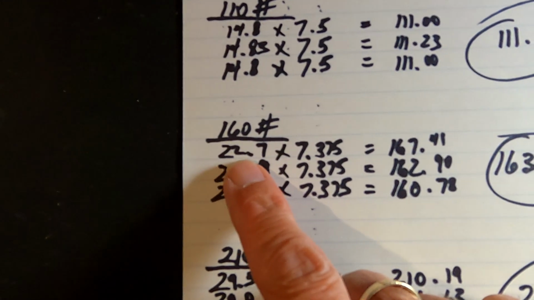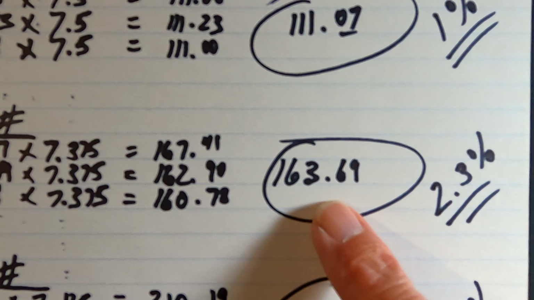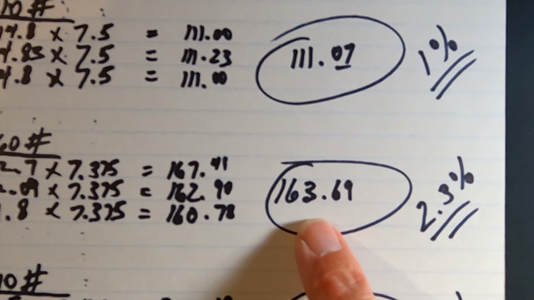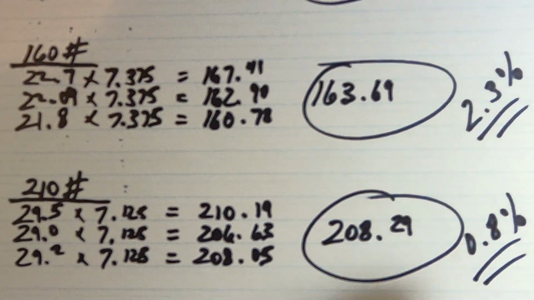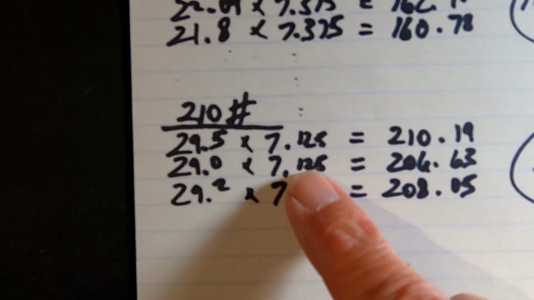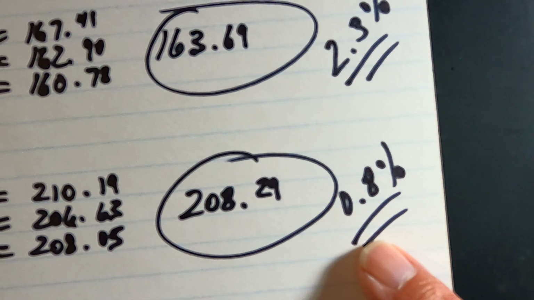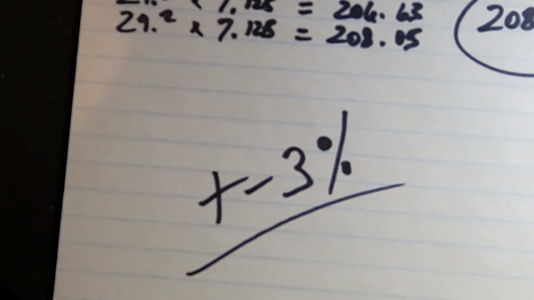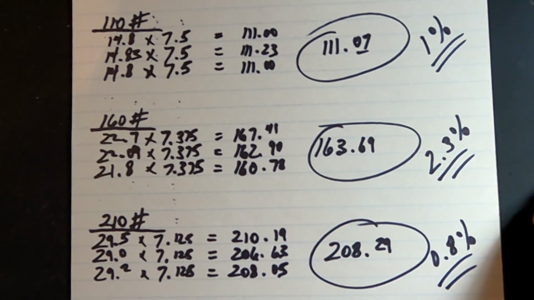So again, I multiplied my readings times my length, which gave me my total, added them up, divided them by three, gave me 163.69. Divide that by the 160, subtract one, gives you 2.3%. Same exercise at 210. We're now at 7.125 to the middle of the handle, and calculate it through, and it gives me a 0.8%. So all those readings are within the spec of the torque wrench, which is plus or minus 3%. So my initial quickie calibration actually was dead on.